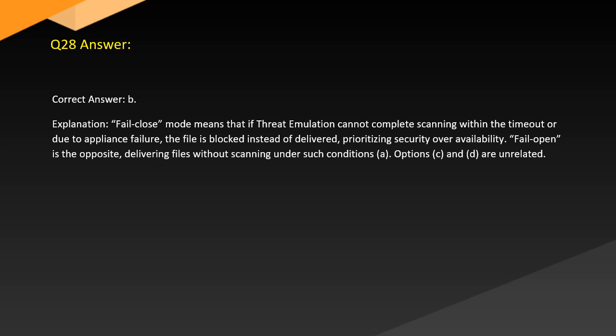Answer. Correct answer: B. Explanation: Fail-close mode means that if threat emulation cannot complete scanning within the timeout or due to appliance failure, the file is blocked instead of delivered, prioritizing security over availability. Fail-open is the opposite, delivering files without scanning under such conditions, as in A. Options C and D are unrelated.